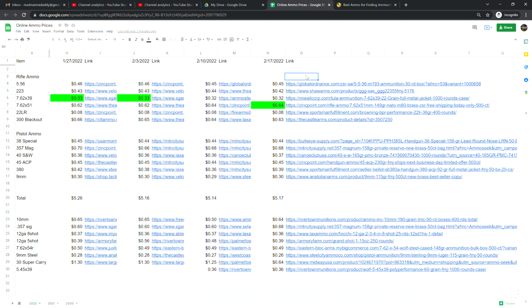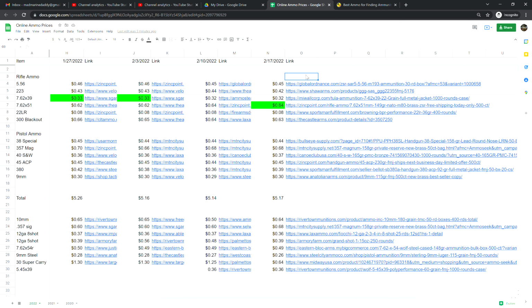All right, jumping right into it, 5.56 is at 45 cents a shot. That is no change from last week. 223 is at 42 cents a shot. That is down 2 cents from last week. 7.62 by 39 is at 32 cents a shot. No change from last week. 7.62 by 51 is at 64 cents a shot. That is no change from last week. However, this particular week, this deal was offered with free shipping, and that's what green means.